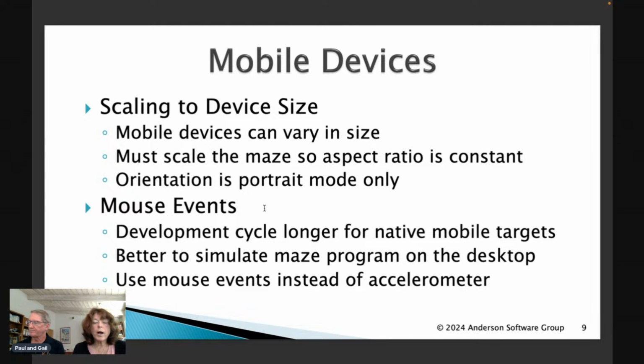Okay, so obviously we're targeting mobile devices, but even though mobile devices are generally rectangular shaped things, they vary in size, their aspect ratio varies. And so we wanted to scale the maze to make it as large as we could, but to keep it within its aspect ratio constant. And also, we wanted to limit it being displayed in portrait mode orientation only, so that it wouldn't change and rearrange itself if you happen to reorient your device.